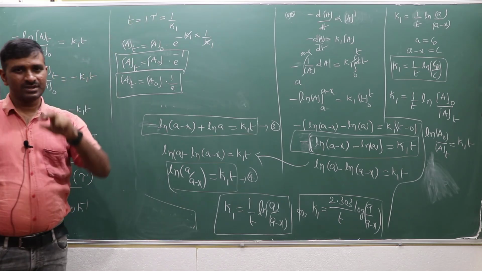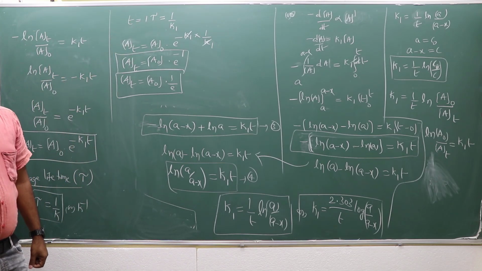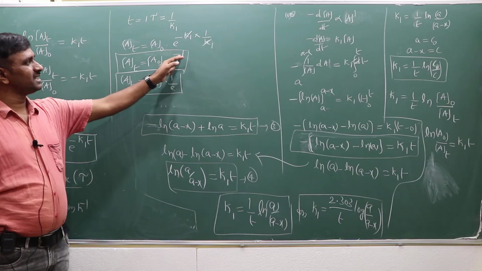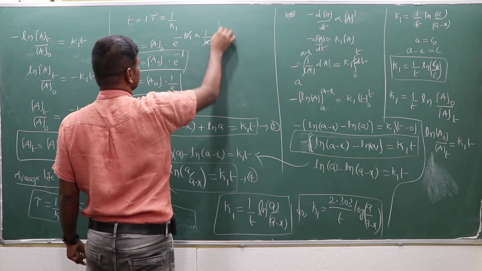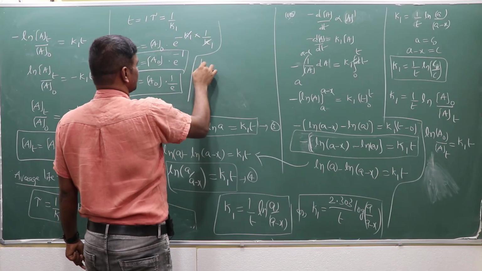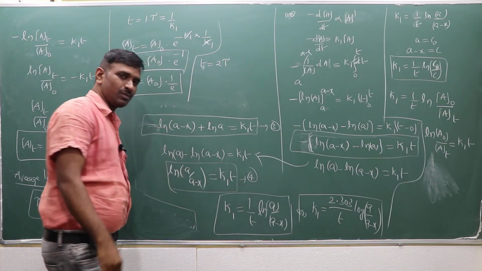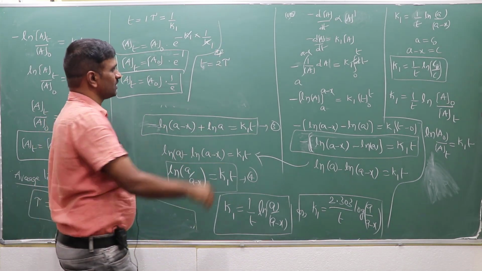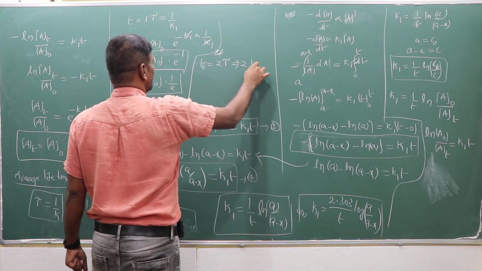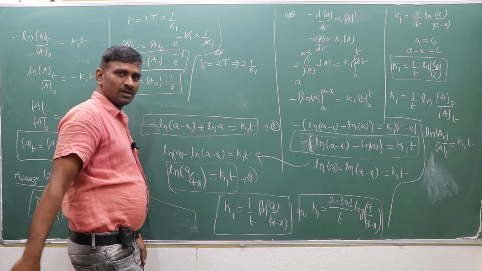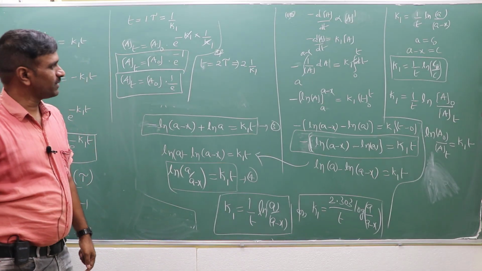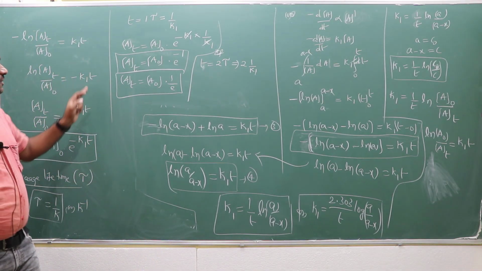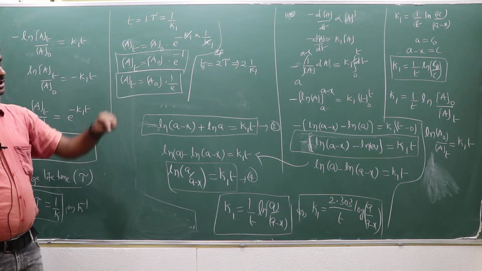Or suppose time t is equal to 2 tau, what will happen? 2 by K1. Suppose time t is equal to average lifetime tau, that is equal to 1 by K1, the rate constant. So based on that, we have to substitute in the place of time t, 2 tau is equal to 2 by K1.